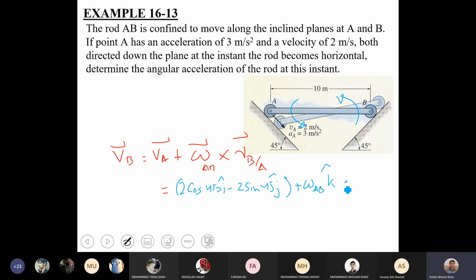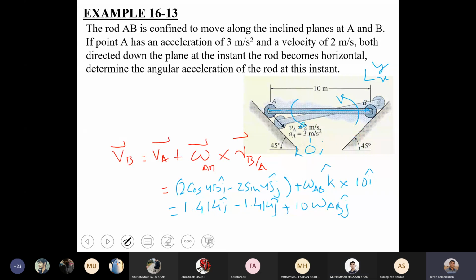And what about RBA vector? Sir, 10 i hat. So it is going to be this vector, and it has a magnitude of 10 units directed towards the positive x-axis if you are using conventional xy coordinate system. So it is going to be 10 i. Taking this cross product, the right hand side would become 1.414 i minus 1.414 j, and omega cross r jo hai woh agar hum wahi ijk consider kare, it is going to be plus 10 omega AB, and k cross i is j, so it would become 10 omega AB j. So I hope that the right hand side is clear to all of you.